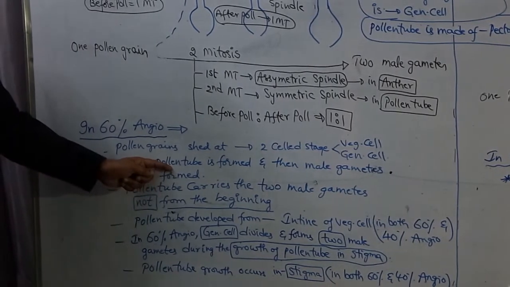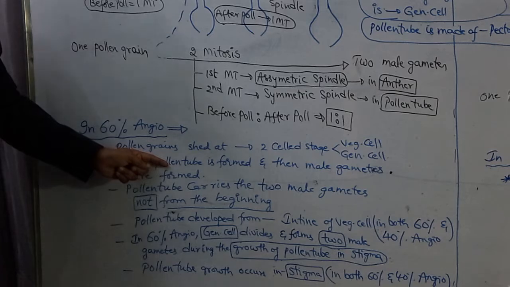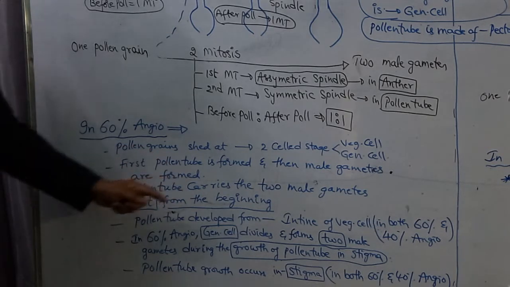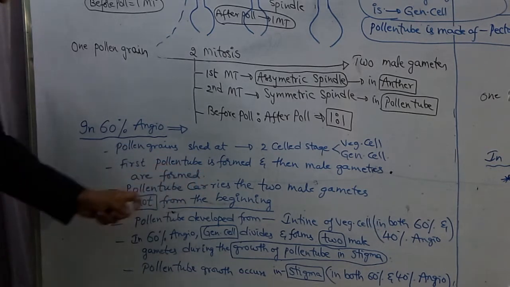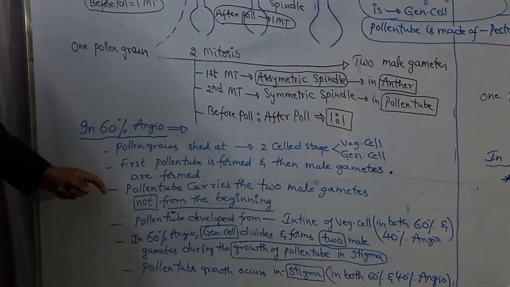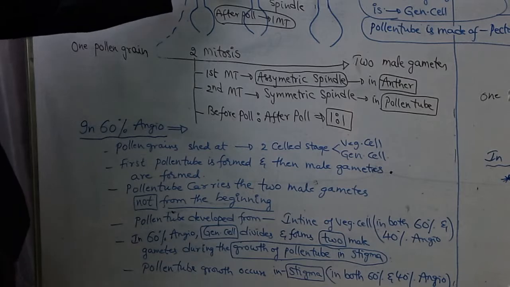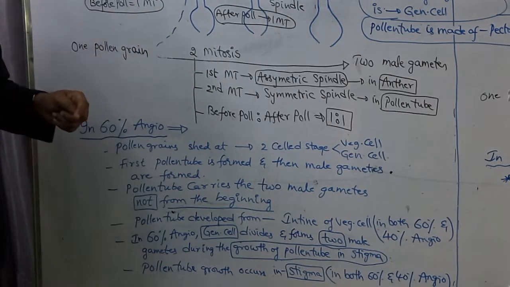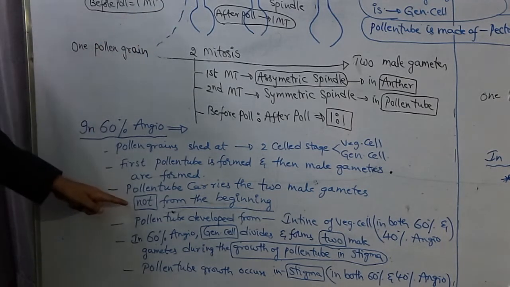First, which structures are formed? Pollen tube is formed, and then male gametes are formed. Pollen tube carries the two male gametes, not from the beginning. That means first pollen tube is formed and then later male gametes are formed. That's why we are saying like this.